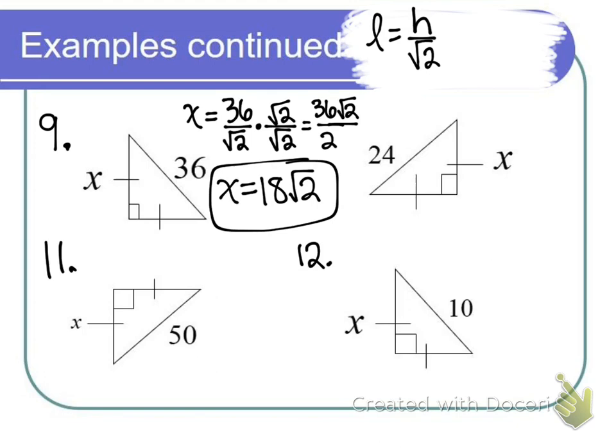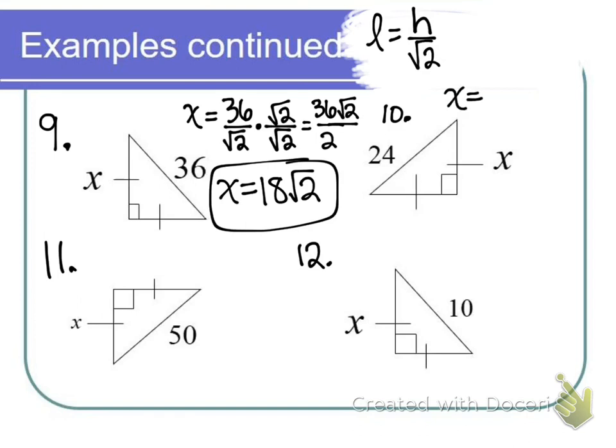So 10 be 12 root 2? Well, let's see. 5 root 2 is. We're noticing some more patterns. That's good. On number 10, so that's over here. I don't have it labeled anymore. So I can put the number 10 back on there. On number 10, are we looking for a leg or a hypotenuse? We're looking for a leg, so we're still going to use hypotenuse over 2.